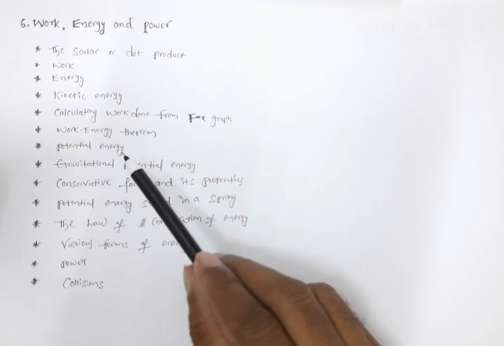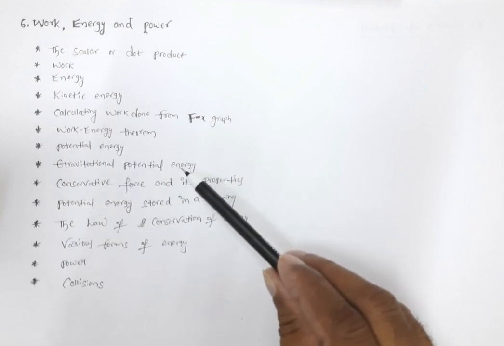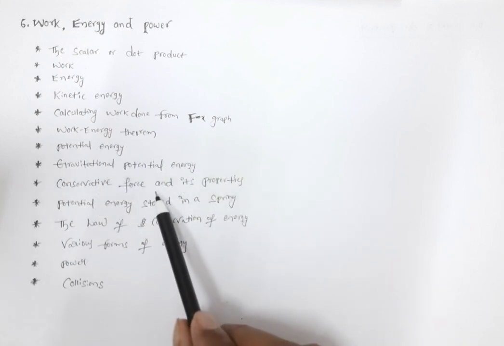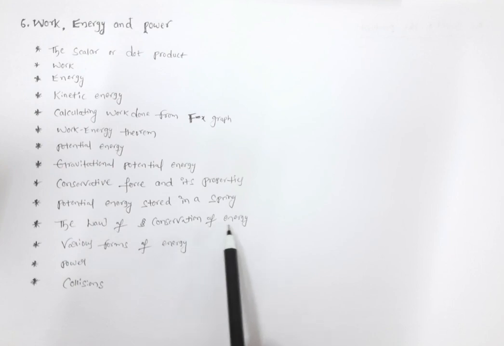energy theorem, potential energy and gravitational potential energy, conservative force and its properties, potential energy stored in a spring, the law of conservation of energy, various forms of energy. We define power, and at the end of the chapter, collisions.